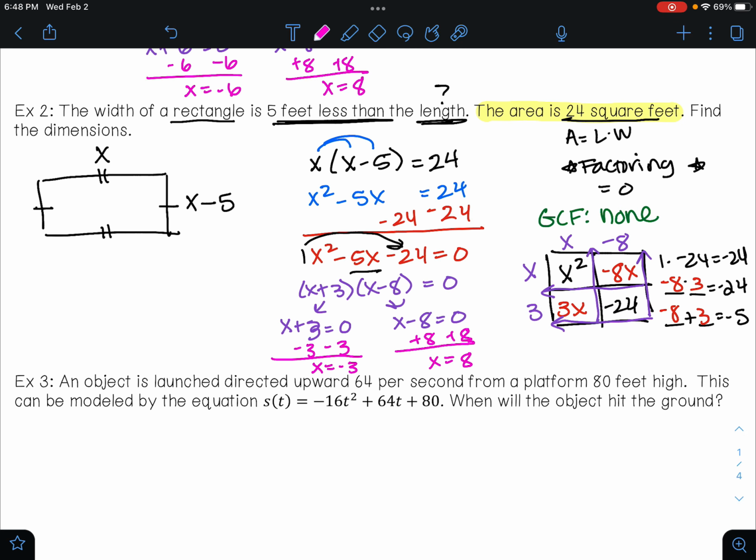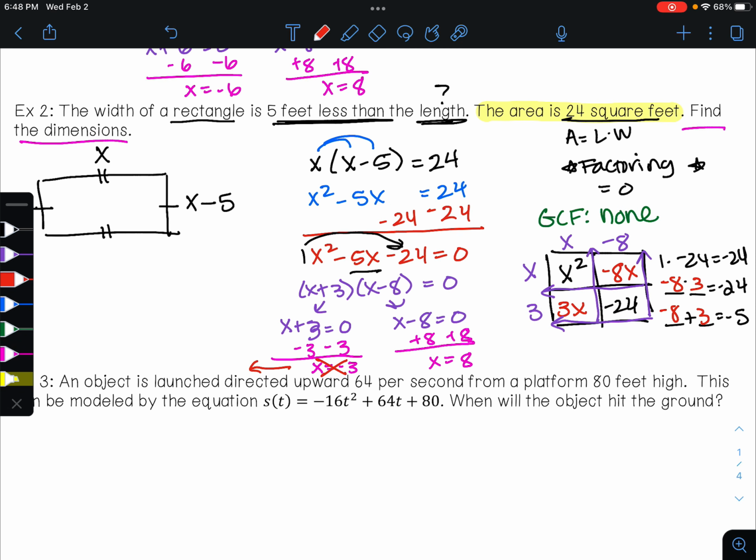Now we were asked to find the dimensions. Well, let's think about what our answers mean. This means that the length of our rectangle is negative 3 feet. Can we have a negative length? No, that wouldn't make sense in the real world. You could not ask somebody to make you a table that was negative 3 feet long. The table would not exist. So because this is a negative length, it's not going to work in the context of this problem. So we can't have negative length.